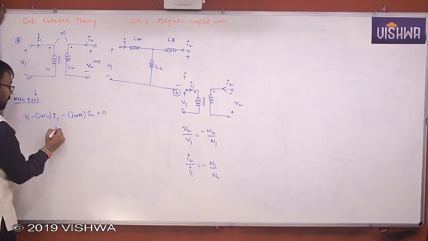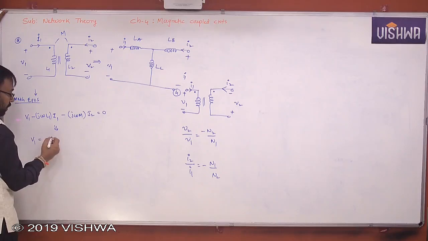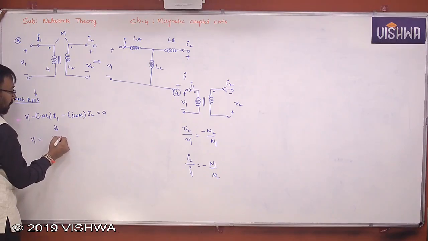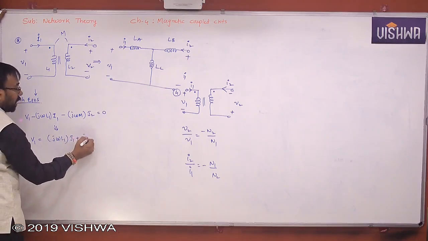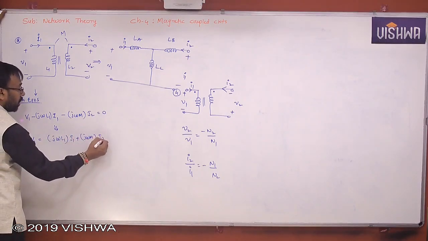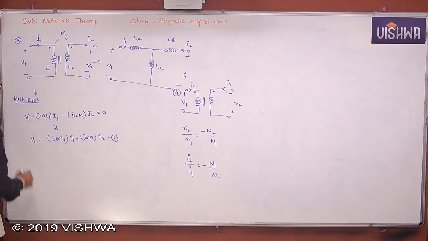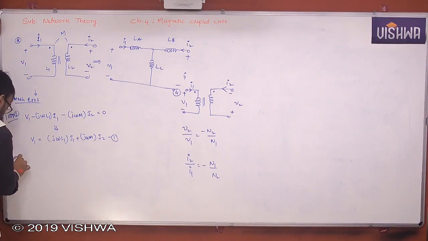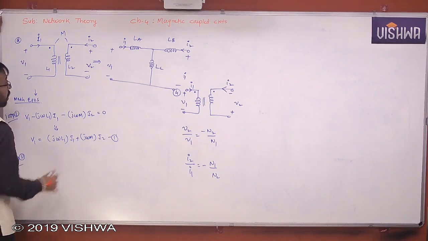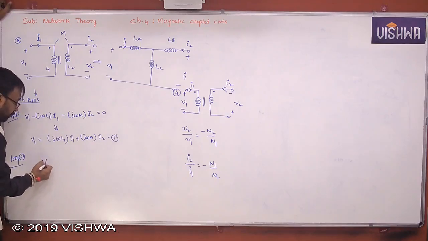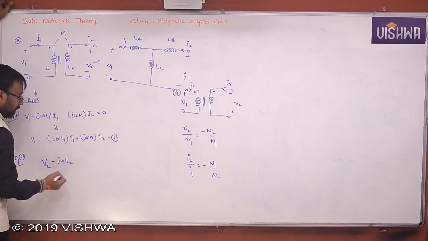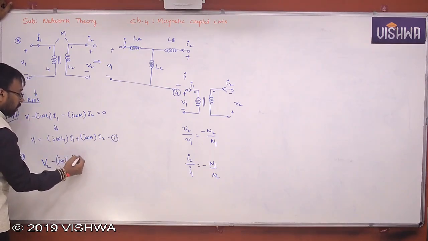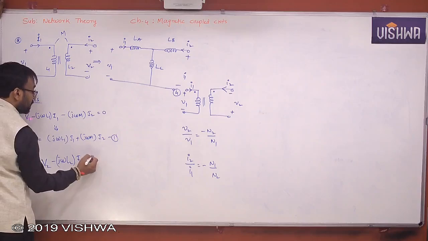Now from this, I can write V1 is equal to J omega L1 into I1 plus J omega M into I2. First equation. What about the second equation? This is the loop 1 and the loop 2. Second equation, please. Capital V2 minus J omega L2 into I2 minus J omega M.